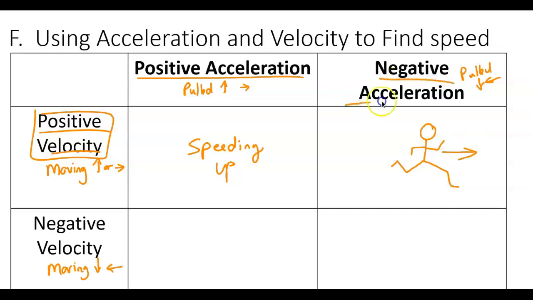But since this is where we have a negative acceleration, his dog sees a cat behind him, and his dog starts pulling him to the left. So the guy's trying to jog to the right, but his dog's pulling him to the left. What's going to happen to his speed? Well, he's going to slow down because they're opposite from each other, right?